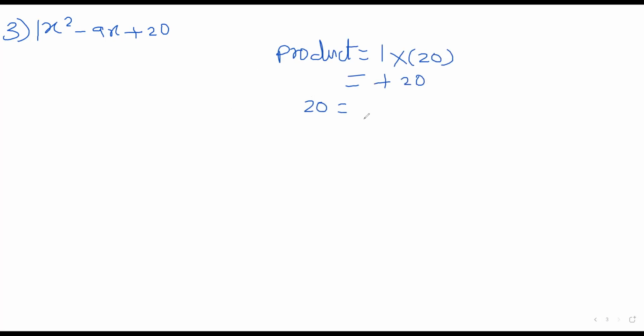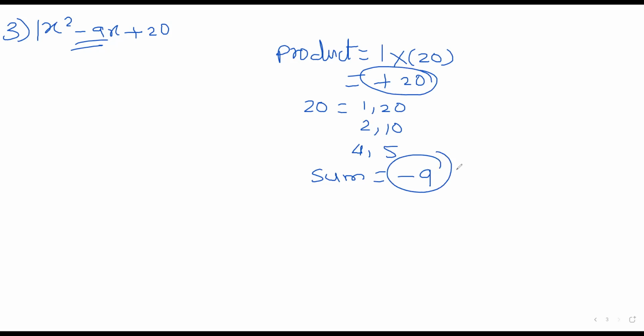Now find the factors of 20 in pairs: 1, 20, 2, 10, 4, 5, and 5, 4 will repeat. That's all. Now the middle term is minus 9, so you need a sum of minus 9. Remember, the product is positive and the sum is negative. The product of two numbers is positive if both are positive or both are negative. Here both factors have to be negative because the sum is negative. And what makes 9? 4 and 5.